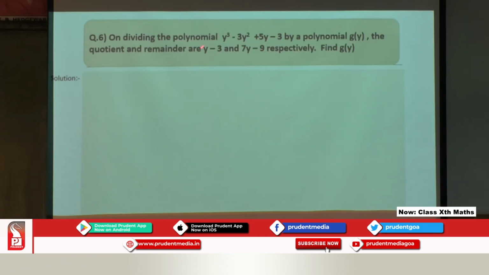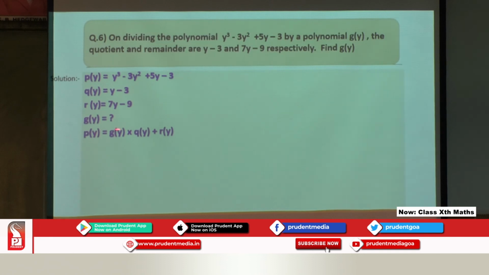So, on dividing the polynomial y cube minus 3y square plus 5y minus 3 by a polynomial g of y, the quotient and the remainder are y minus 3 and 7y minus 9 respectively. Find g of y. Here also we should find out the value of the divisor, that is g of y. P of y is y cube minus 3y square plus 5y minus 3. Again, q of y is given in the question as y minus 3, and r of y is given as 7y minus 9. Here we should find out the value of g of y.